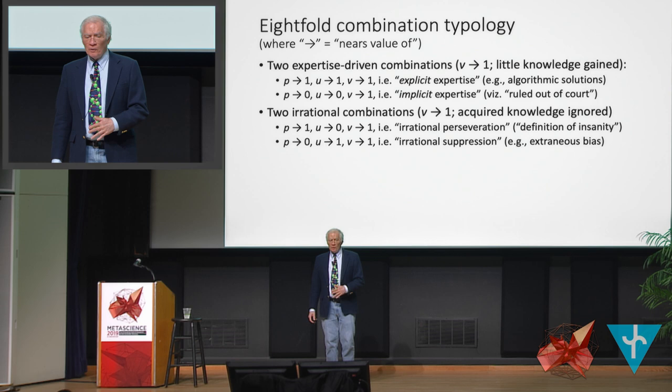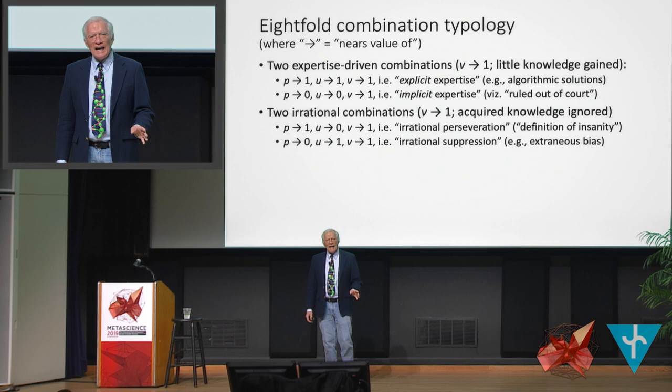And then we have irrational suppression, that's where the initial probability is zero, even though the utility is high and you know it's high. And this most often happens when there's an extraneous bias that forces you to overlook something. You just can't accept it, okay?